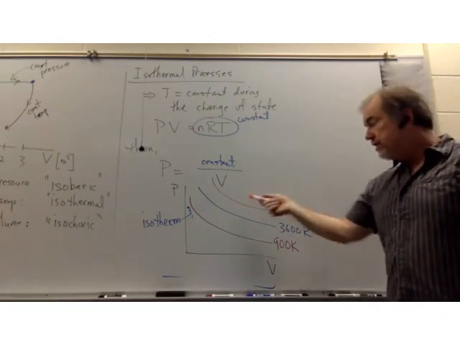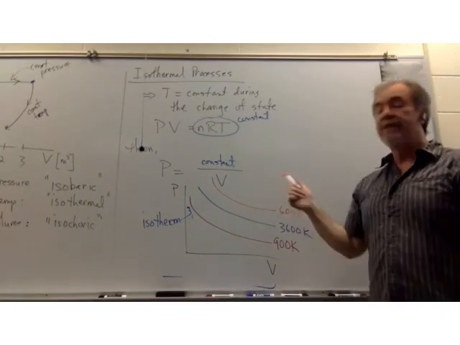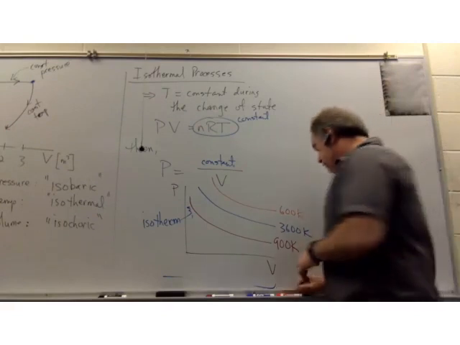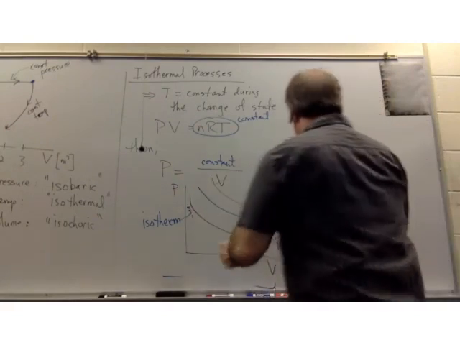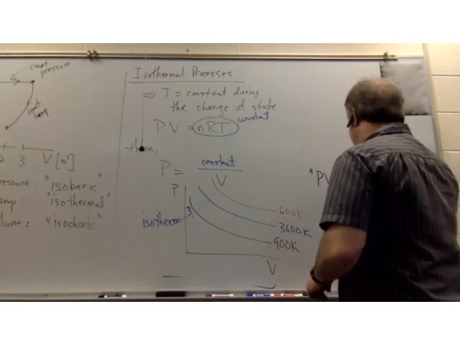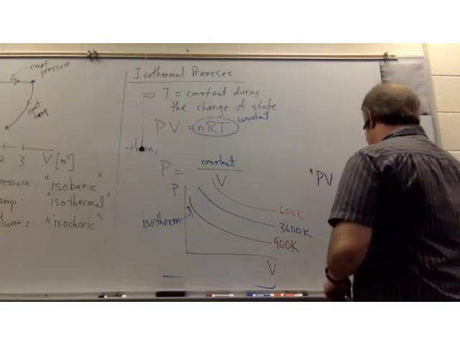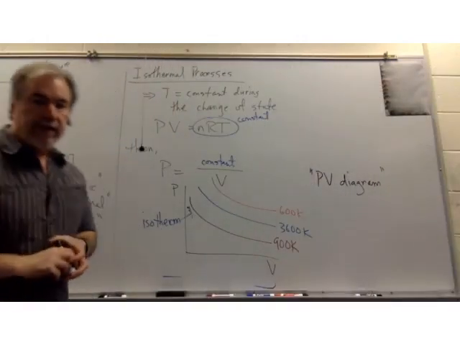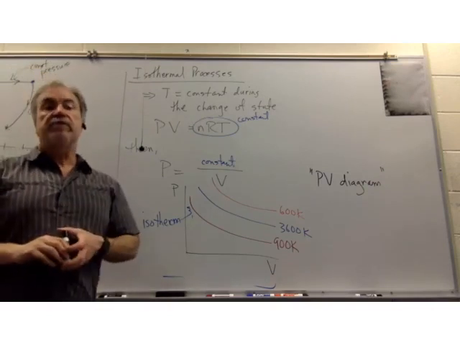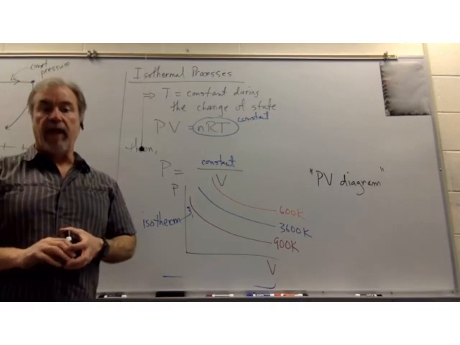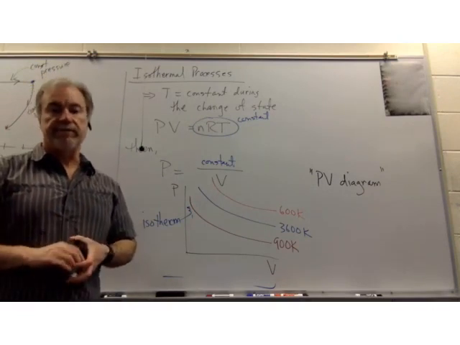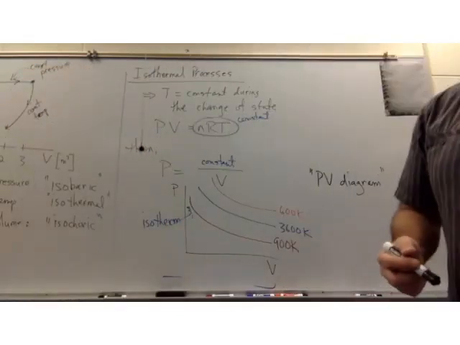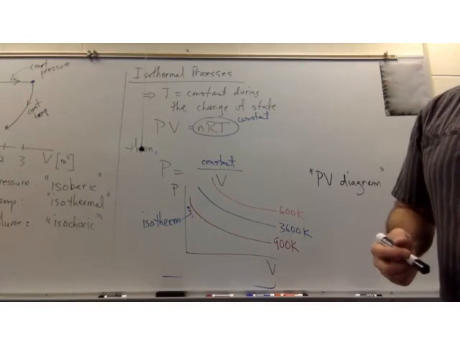So this is a family now. Here's more terminology. This is a family of isotherms. And if that's not enough terminology for you, this whole thing here is known as a PV diagram. So you say stuff like, draw the family of isotherms on a PV diagram for this system, and then for the next several temperatures. That's what this is.